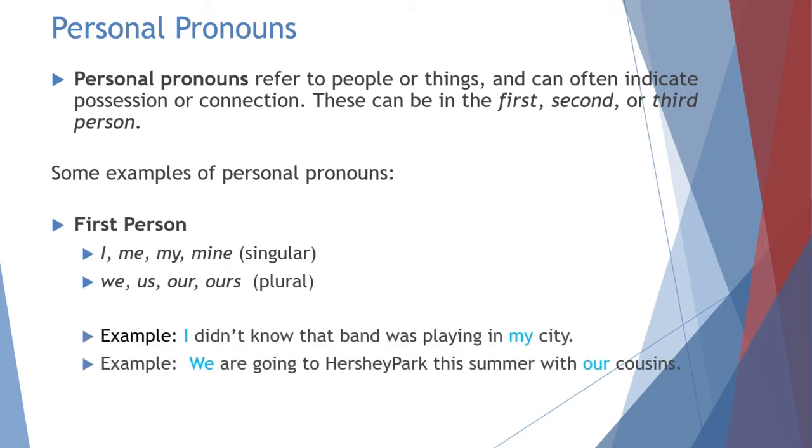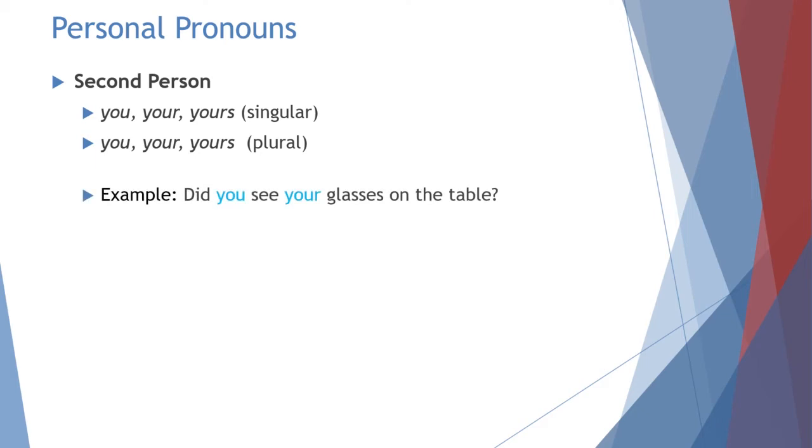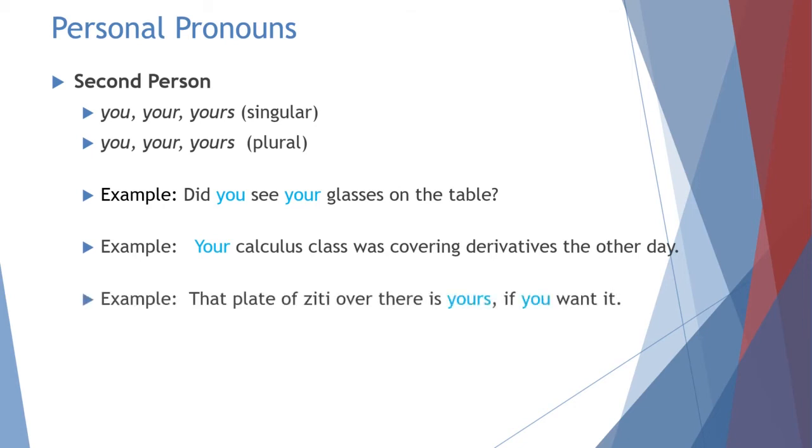I didn't know the band was going to be playing in my city. We are going to go to Hershey Park this summer with our cousins. In the second person: you, your, and yours. Both are singular and plural. Did you see your glasses on the table? Your calculus class was covering derivatives the other day. The plate of ziti over there is yours if you want it.